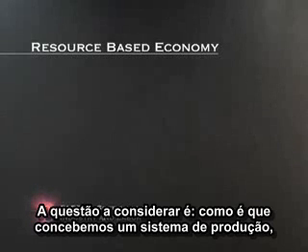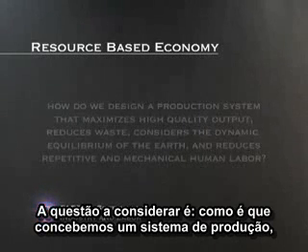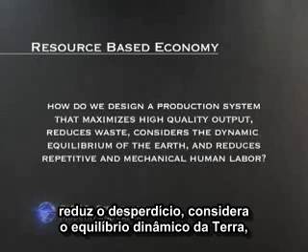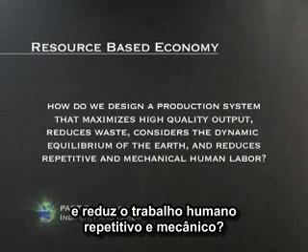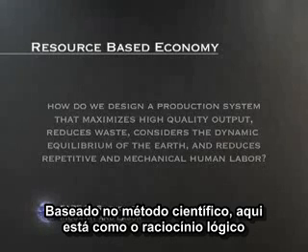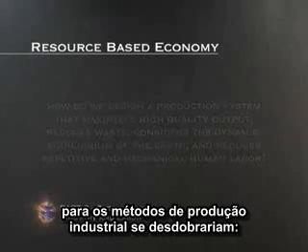The question to consider is, how do we design a production system that maximizes high-quality output, reduces waste, considers the dynamic equilibrium of the earth, and reduces repetitive and mechanical human labor? Based on the scientific method, here's how the logical reasoning for industrial production methods would unfold.